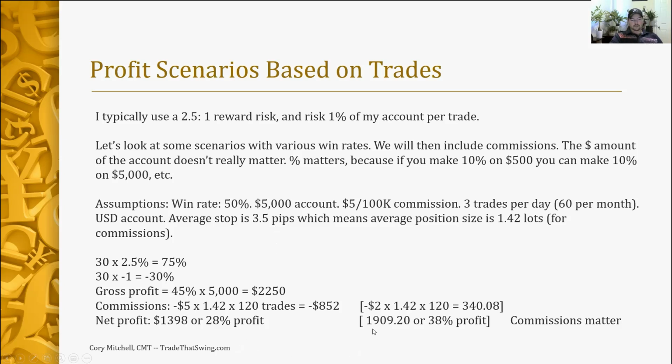Now over here, I just put an alternative. If you can find a broker that offers you $2 commissions, we multiply minus 2 times 1.42 times 1.20. We save ourselves about $500 in commissions for this account size. And if you just compare the percentages, with the $5 commissions, we end up with a 28% profit. With the $2 commissions, a 38% profit. That is a 10% profit a month based on commissions.